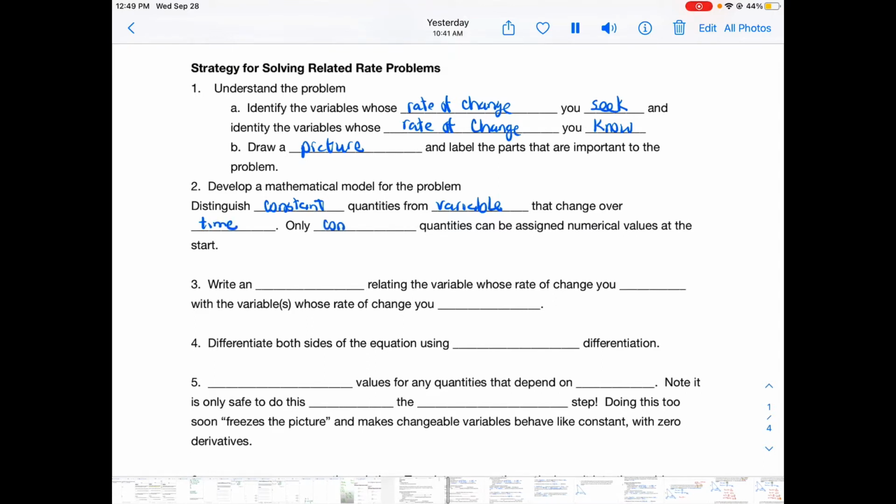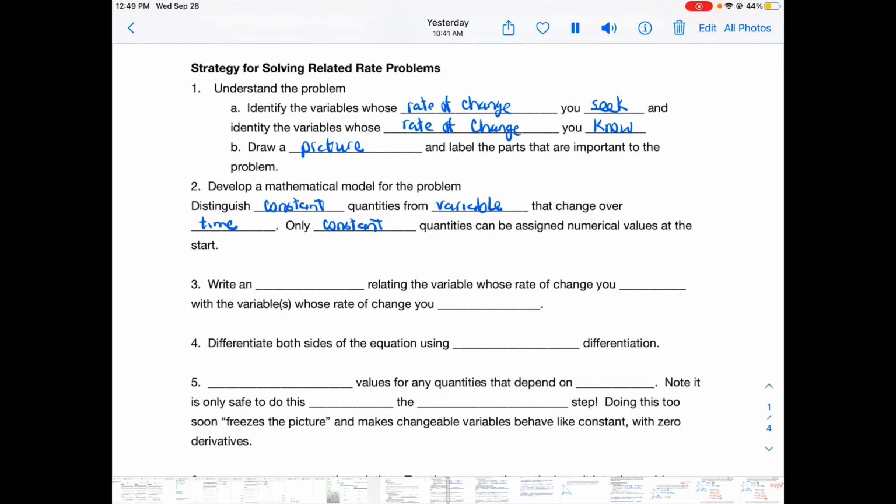Just remember that only the constant quantities, the ones that are constant throughout the entire problem and don't change as time passes, can be substituted into the equation at the beginning. Any variable numbers that occur at a certain time, you cannot substitute in until after you differentiate.